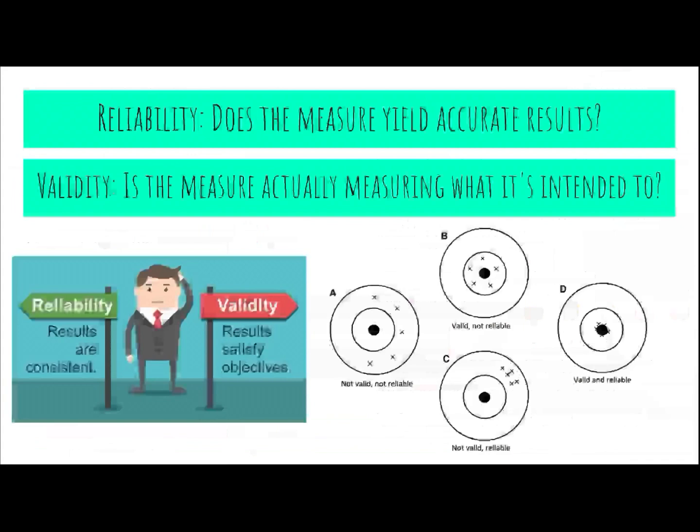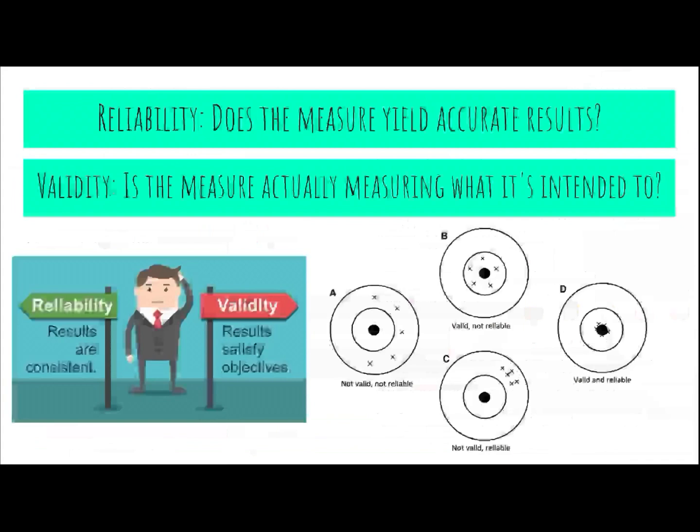Now we're going to discuss reliability and validity of measures. Measures are what we use, surveys or observational measures or archival measures, anything we use in our research. But before we use a measure, it's important to know that it's reliable and valid. So let's discuss the difference. The little picture on the left, you see the man scratching his head trying to figure out which is more important, and the answer is both are equally important.